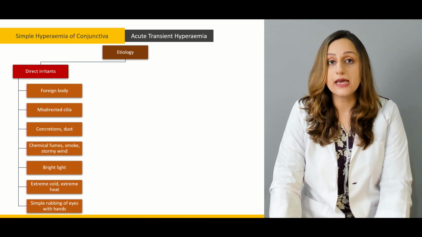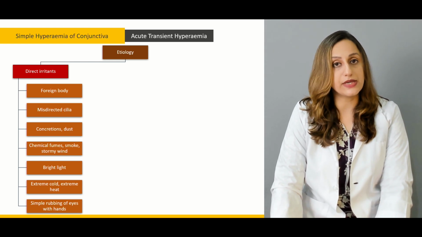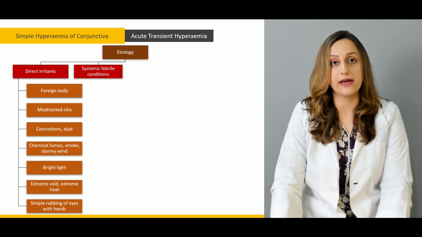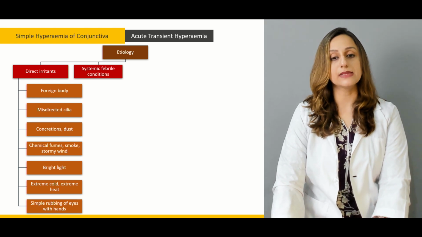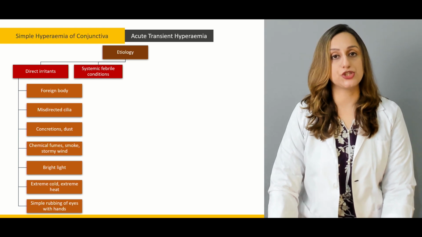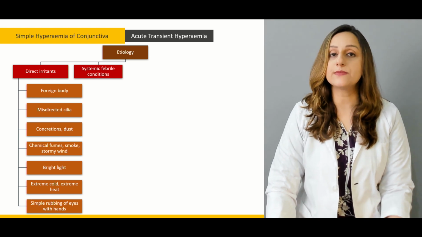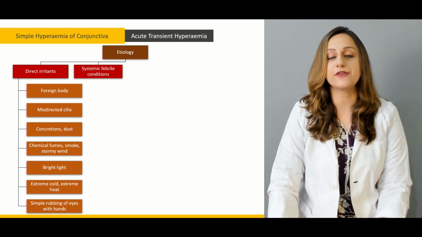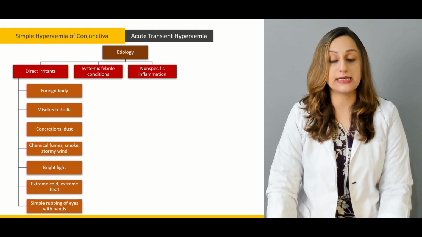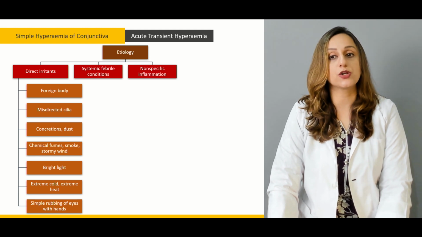Then, obviously, simple rubbing of the eyes with the hands can even be an irritant that causes hyperemia in individuals. Finally, we have the systemic febrile conditions. That means there is some sort of inflammatory or infectious state that the individual is suffering from, and that can cause hyperemic conditions of the eyes.